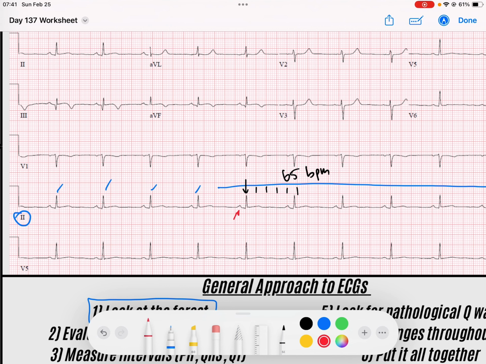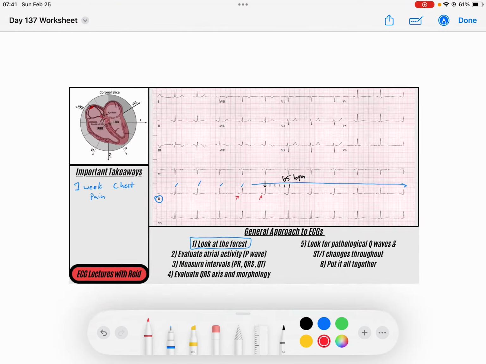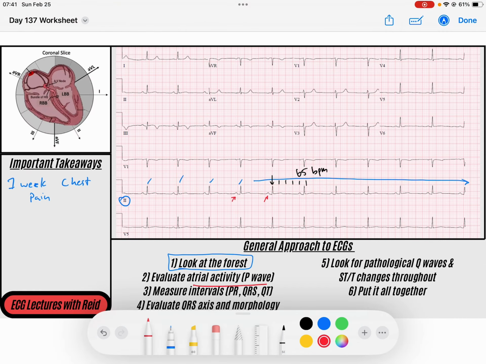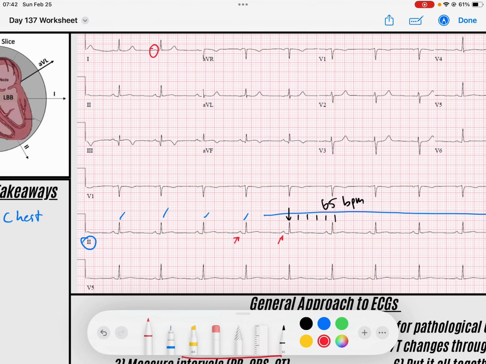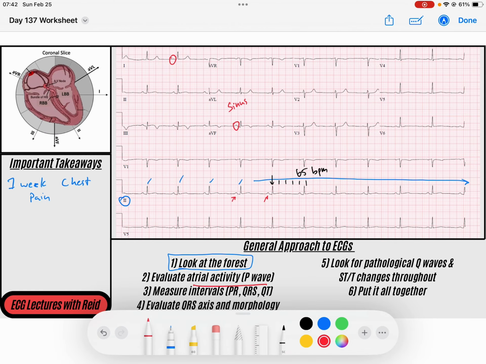I see that there are some P waves in front of my QRS. It's reassuring. Let's evaluate those P waves, right? Let's look at the atrial activity. The P waves are upright in lead 1. They're upright in AVF. So it tells me this is a sinus P wave. So far we have a sinus rhythm.